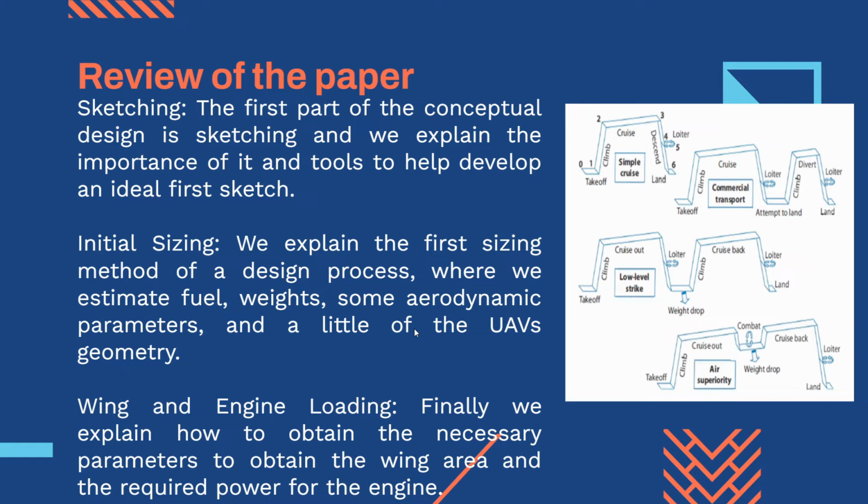Then the initial sizing is done by estimating the fuel, the weights, some aerodynamic parameters, and a little of the geometry of the UAV. And finally, we will also be giving you some knowledge about the wing and the engine loading. The main explanation in this part will be to obtain the parameters for the wing area and the required power for the engine to complete the mission successfully according to the requests that were given.